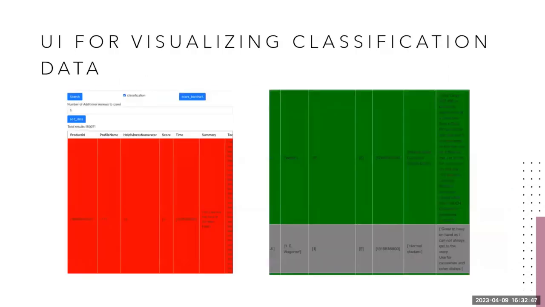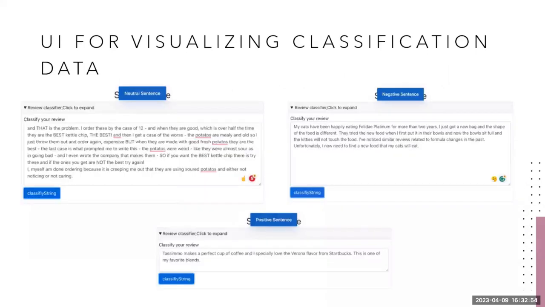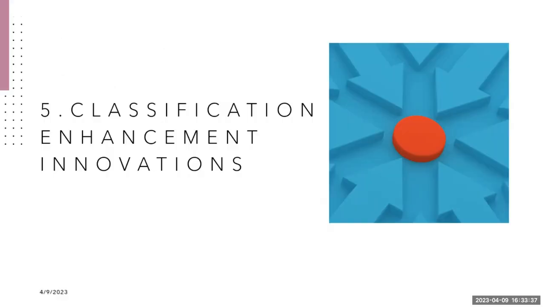For the UI, this is the color coding of the search results that Chuyen showed. And apart from this, the user can also input their own reviews and the system will classify them and show the result with that blue pop-up box. I will now be presenting on the enhanced innovation for classification.